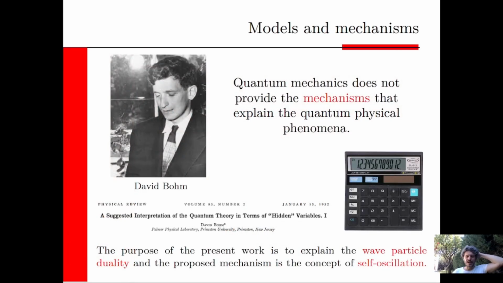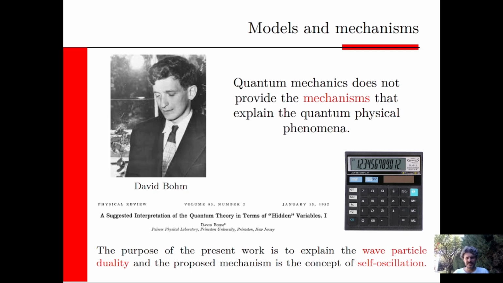So in the first place, I would like to give some motivation to the present work, and one of these justifications came from the reading of David Bohm's seminal paper in 1952, A Suggested Interpretation of Quantum Theory in Terms of Hidden Variables. And I think this paper is very important because it contains the crucial ideas of chaos theory 20 years before the chaos theory was even named.